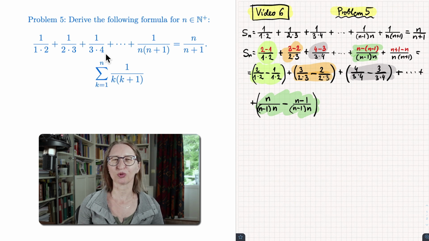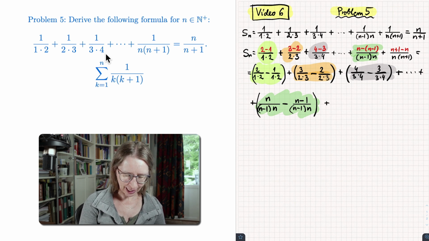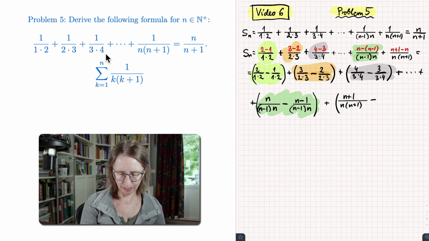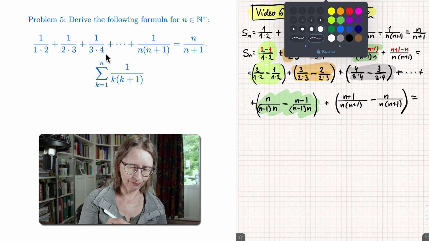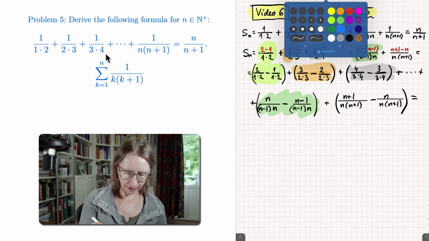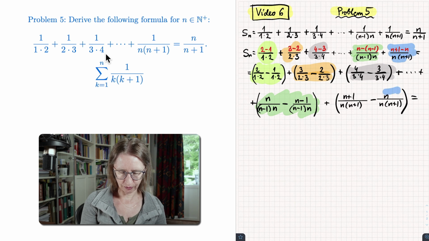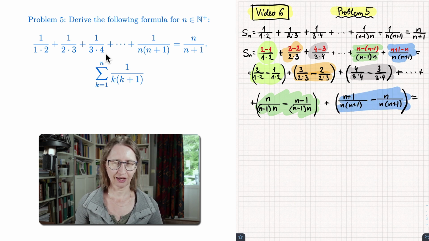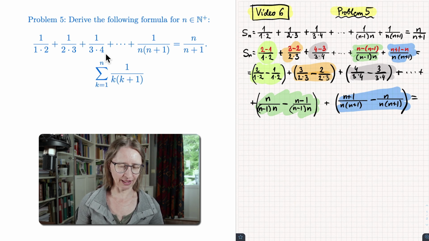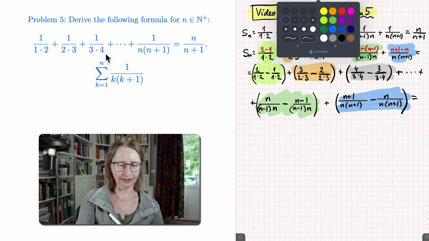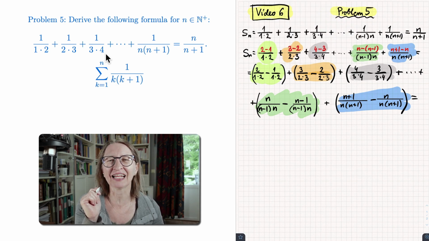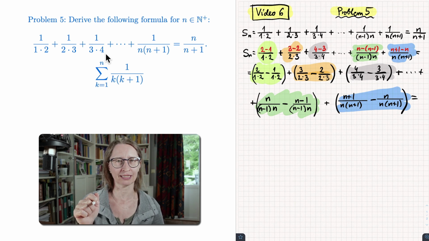So I have still one more to go, the last one, and here I will get (n plus 1) divided by (n times (n plus 1)) minus n divided by (n times (n plus 1)). Okay, do I have some nice colors here? Maybe blue. Blue is nice. And now you will see the coolest thing ever. Now I take the red pen and I will perform plenty of cancellations.